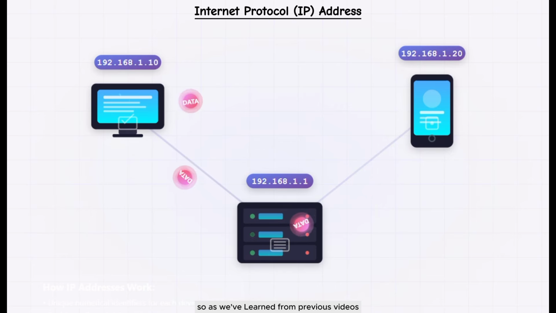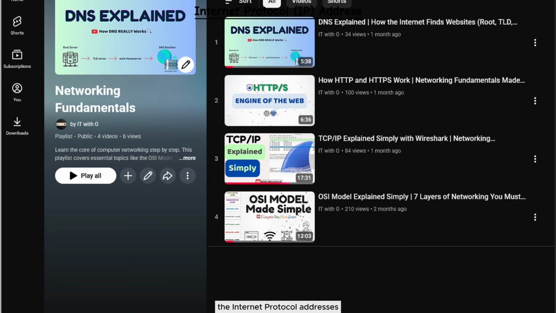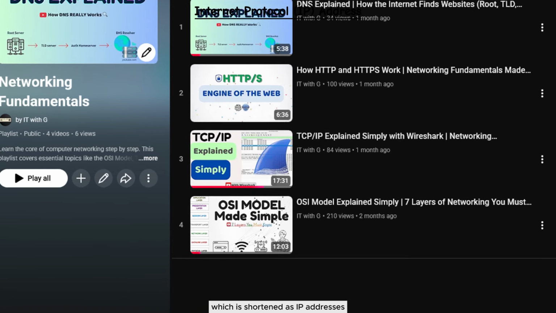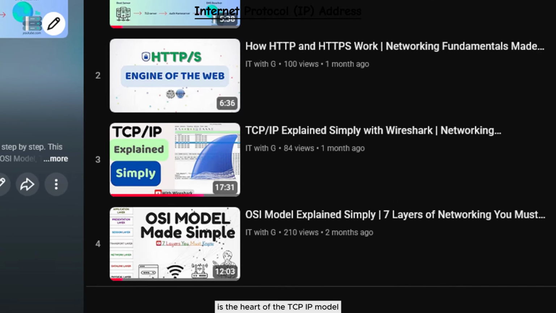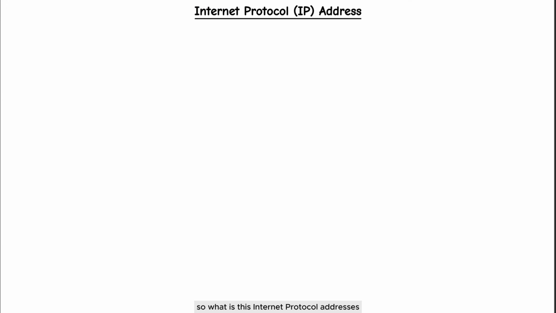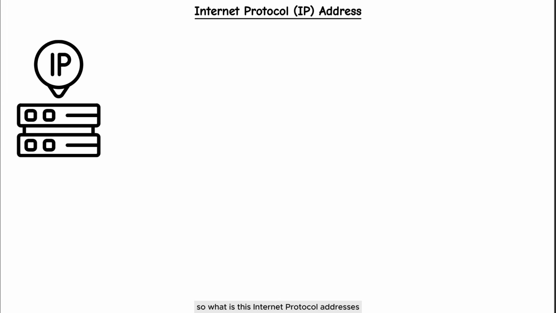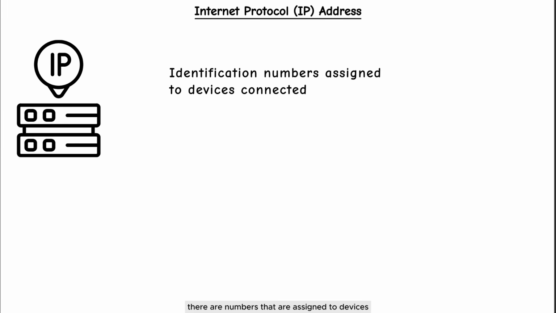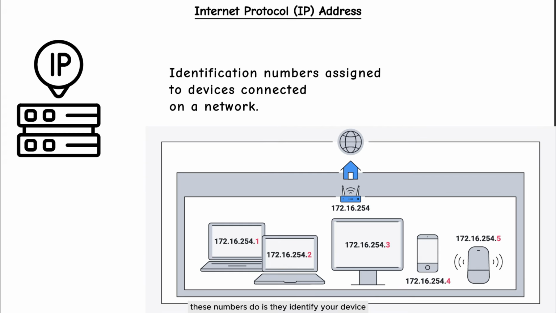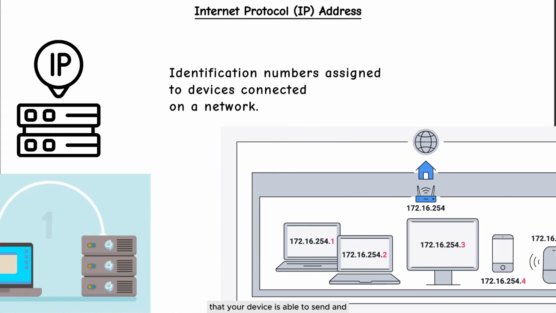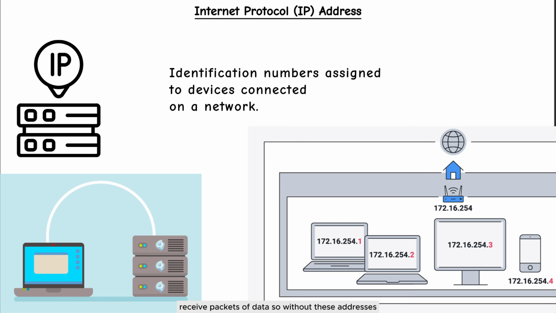So today in this video we'll be looking at IP addresses. As we've learned from previous videos, Internet Protocol addresses, shortened as IP addresses, are the heart of the TCP/IP model which the internet actually runs on. So what are Internet Protocol addresses? They are numbers assigned to devices connected on a network. These numbers identify your device on the network. It is through IP addresses that your device is able to send and receive packets of data. Without these addresses, it is practically impossible for communication to happen.